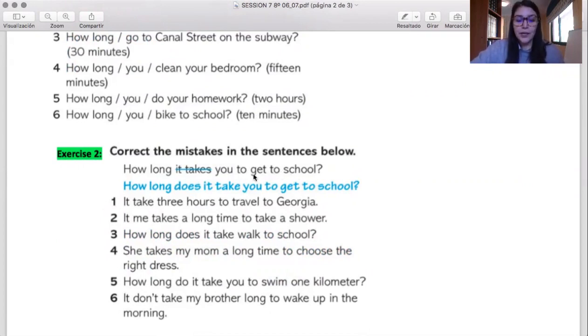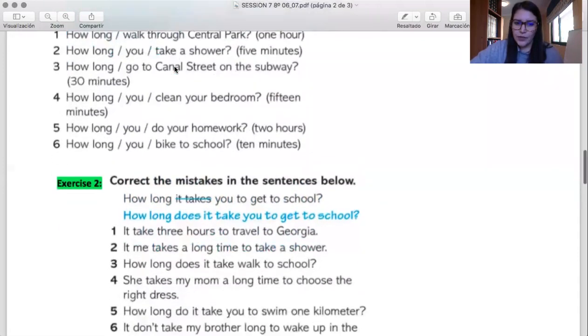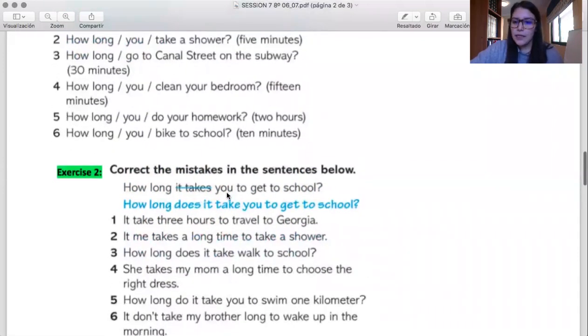Okay, here, my mistake is that I need the auxiliary verb. How long does it take you to get to school? Ya, en este caso, lo que me pasa es que yo necesito el does. Okay, if you look at here, we also have does it take. So, that is my mistake in this sentence. ¿Ya? Yo necesito agregar este auxiliar, que en este caso es does.